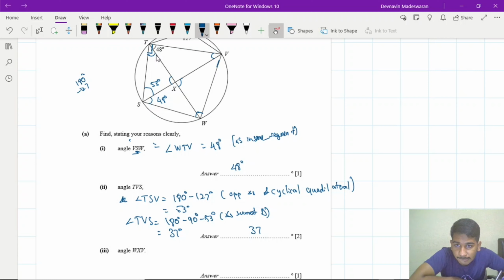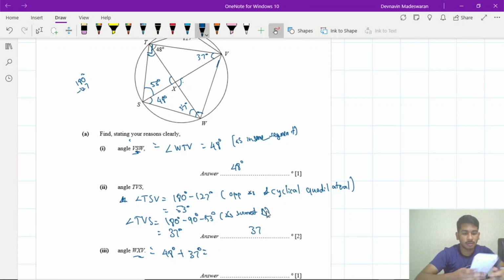Is it necessary? Sure, I don't know. We know, wait, what do we know? TVS. So this is 37 degrees. If that is 37 degrees, this is also 37 degrees. There we go, we're done. Because WXV is the sum of these two things, which is equal to 48 degrees plus 37 degrees, which is 85 degrees.